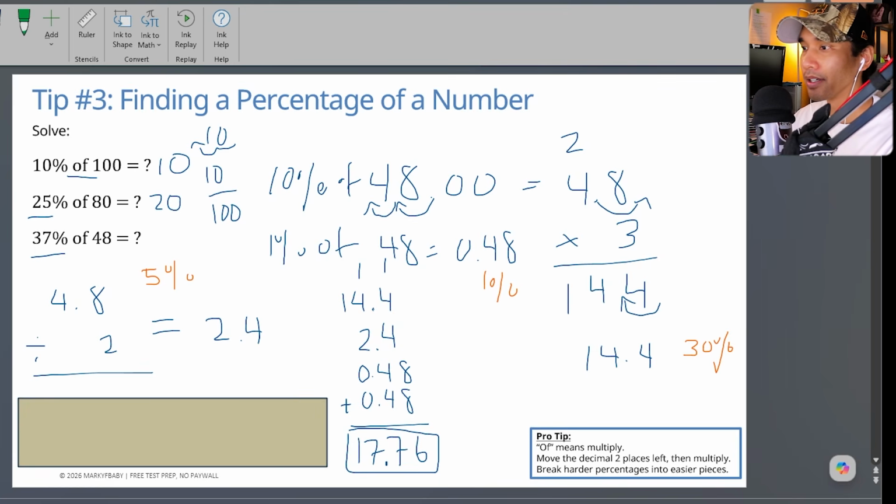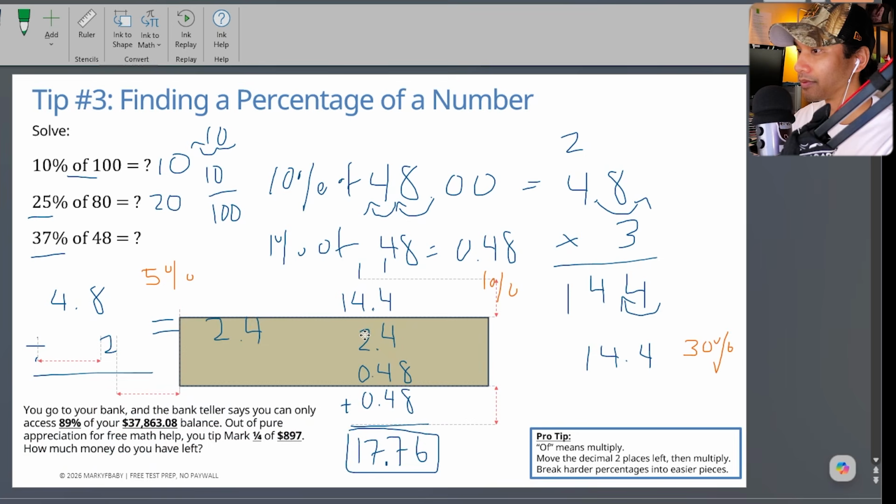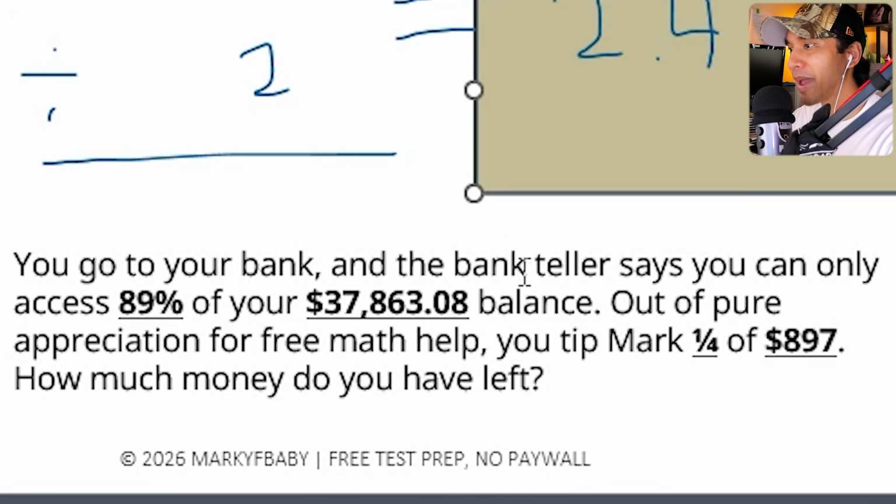That's it. Okay, here's the challenge question. This is a word problem. You go to your bank and the bank teller says you can only access 89% of your $37,863.08 balance. Out of pure appreciation for free math help, you tip Mark 1/4 of $897. How much money do you have left? Put your answers in the comments and make sure you properly number them.